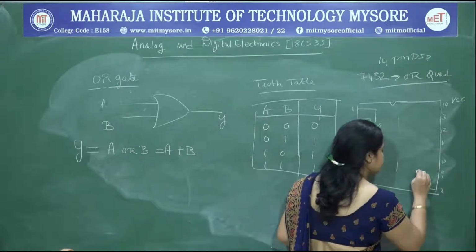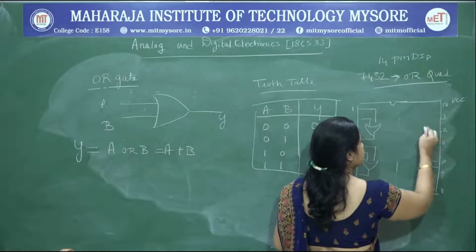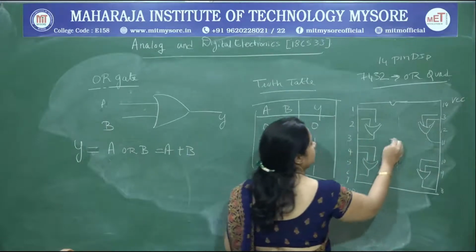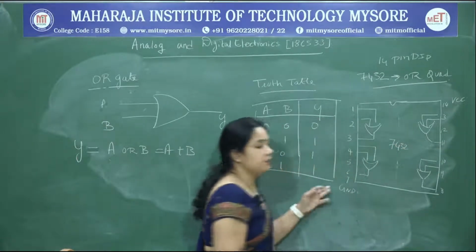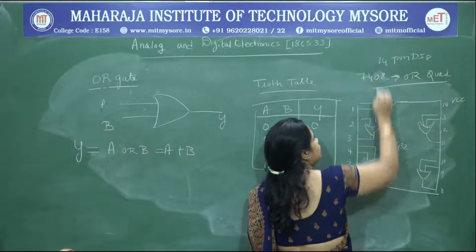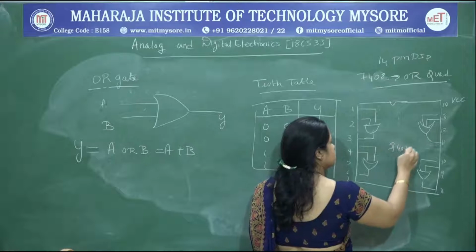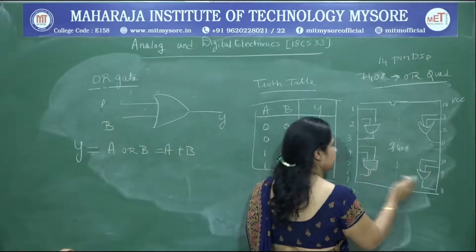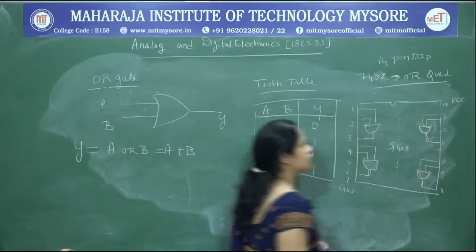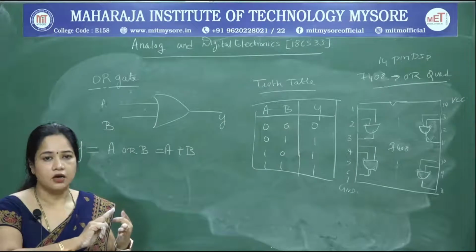So, 8 is the output, 9 10 are the inputs, and similarly 11 is the output, 12 13 are the inputs, and the IC number is 7432. Same thing holds good for your AND gate as well, but the IC number is 7408. So, pin configuration they remain the same. This is your 7408. So, these 3 are the basic gates, AND, OR and NOT.